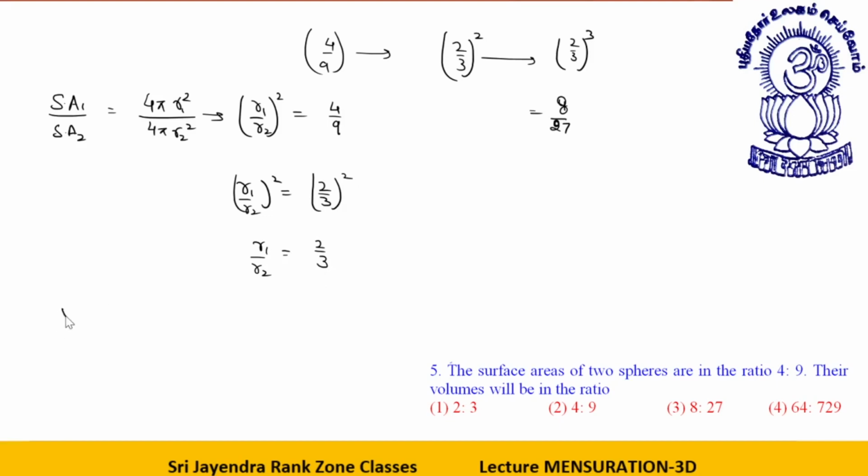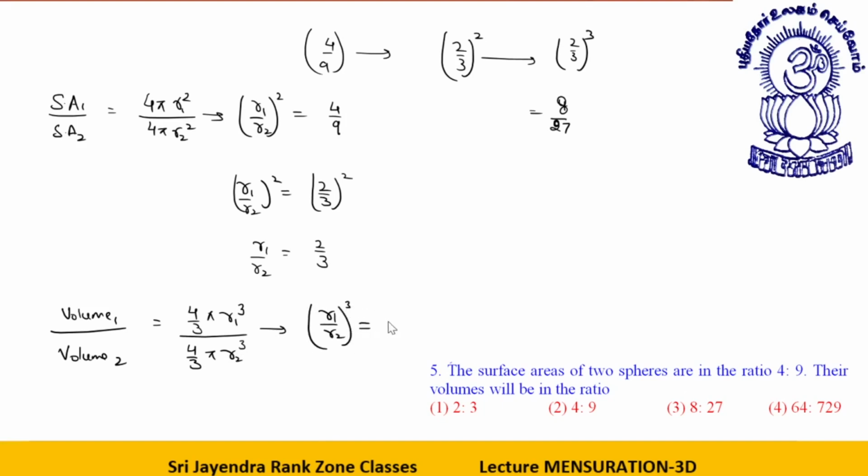Now what do we require? We require volume 1 by volume 2, that is 4 by 3 pi r1 cube over 4 by 3 pi r2 cube. This gives you r1 by r2 cube, which is 8 by 27. Option number 3 is your answer. Okay dear students?